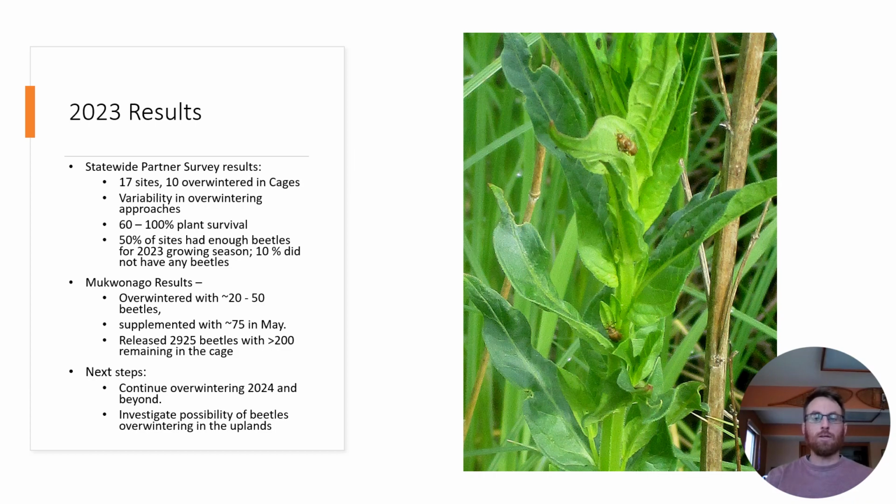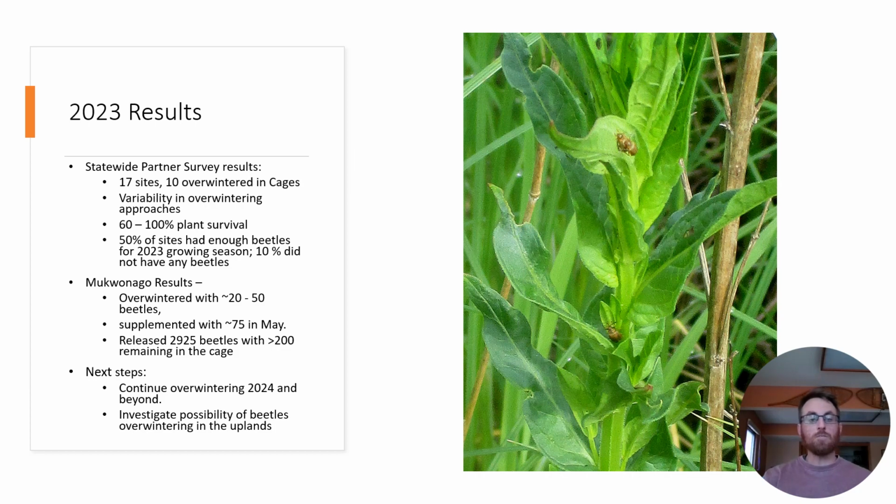And in early 2023, I only noticed a few beetles emerging. So I did end up collecting about 75 from the wetlands in May. And this ended up being our best release year. We released almost 3,000 beetles to a number of sites within the watershed. And we still had about 200 beetles left in the cage when it was time to overwinter. So really looking forward to the results in 2024 and seeing if this approach really worked well.